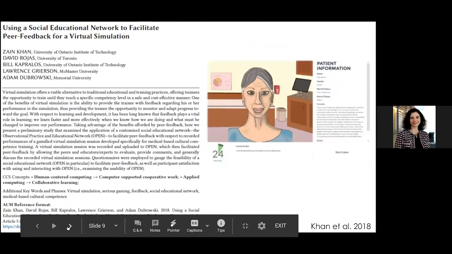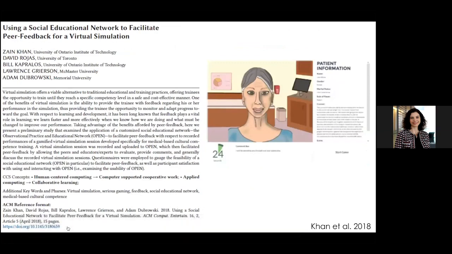We all know that feedback is an essential component to learning. Fortunately, virtual environments, although it's more difficult than in traditional formats to do this, can be well suited to providing both peer and expert feedback. In the study that you see on the slide, the authors developed an online platform for observational practice and education networking, and they used a virtual patient simulation, but this could have been a video recording of a patient interaction or some other online content. They used it for cultural competence training, and they demonstrated in this study that this approach doesn't necessarily have to be limited to technical skills training. You can apply it to a variety of clinical skills. Next slide.